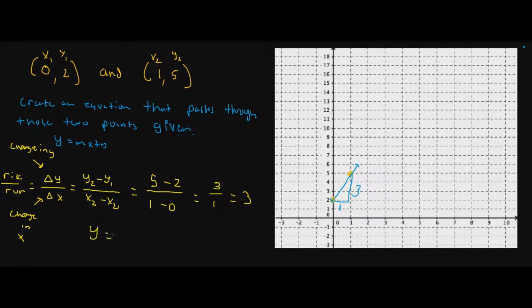So we get y is equal to 3x plus b. Now we just need to find our y-intercept. In this case, we saw on the graph that the point on the y-intercept is 2. So our equation is y equals 3x plus 2.